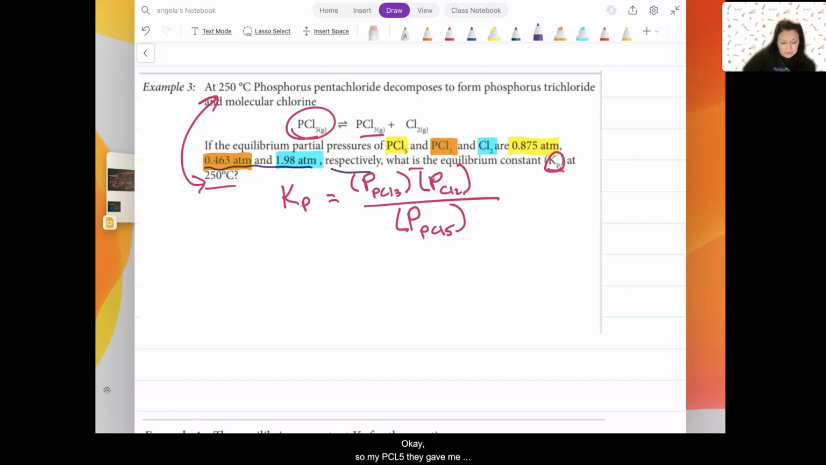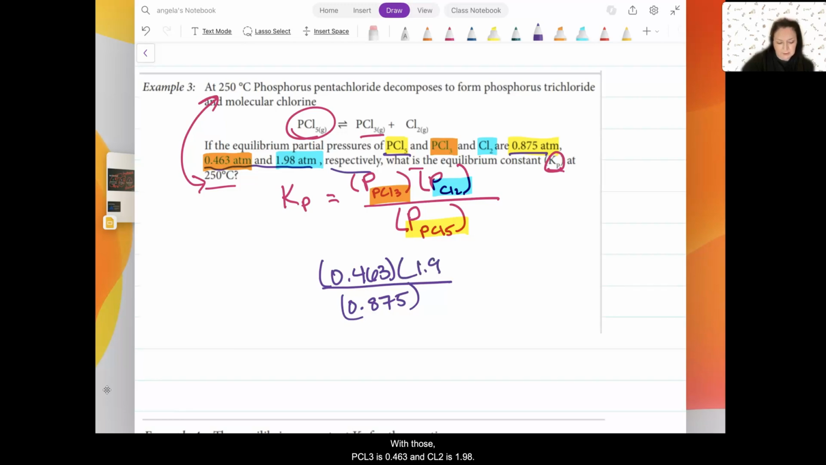Okay, so my PCl5, they gave me first, and that's this one. It goes in my denominator. Let's color code them to help us see it. PCl3 and Cl2. Okay, so my PCl5 is 0.875. Again, it's a unitless number, so don't worry with those. PCl3 is 0.463, and Cl2 is 1.98, and that's my Kp.